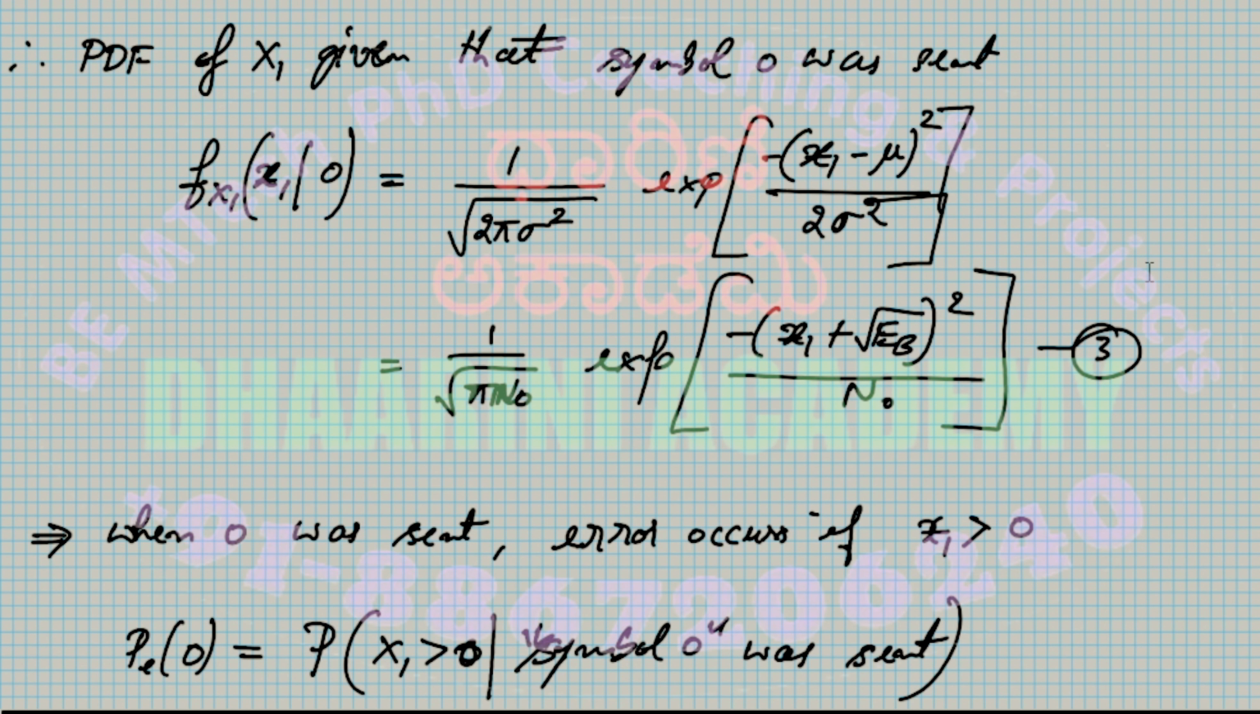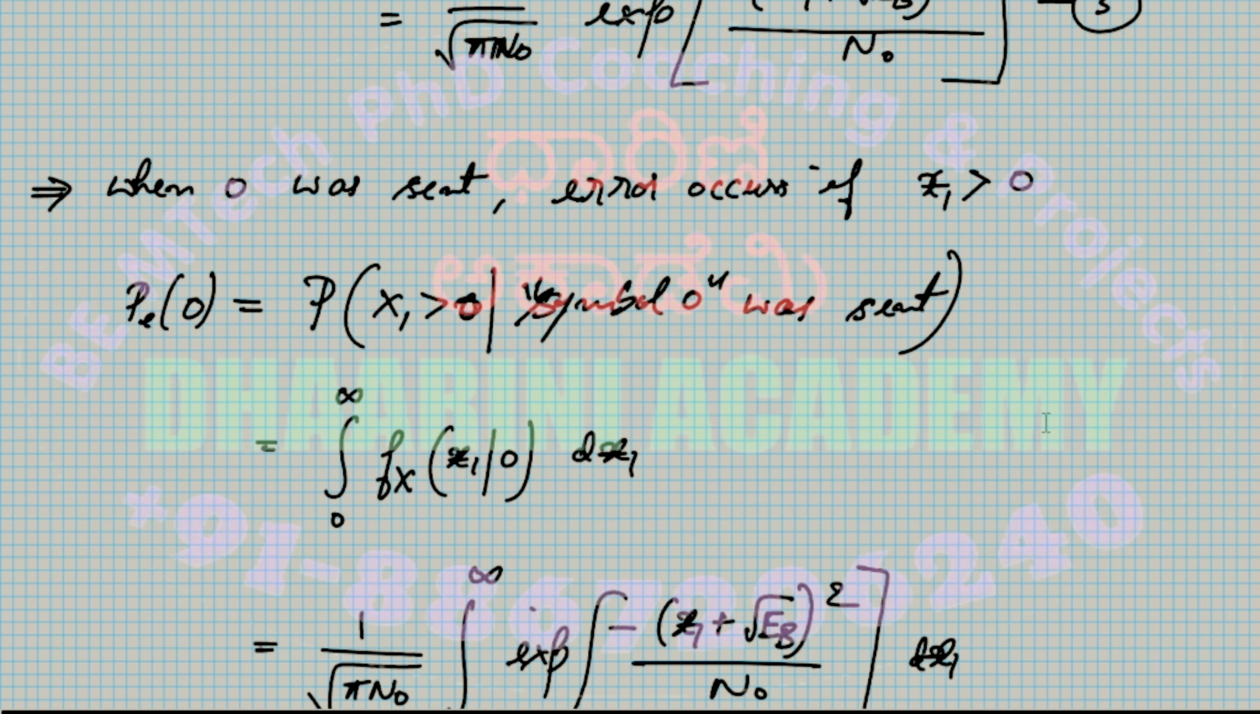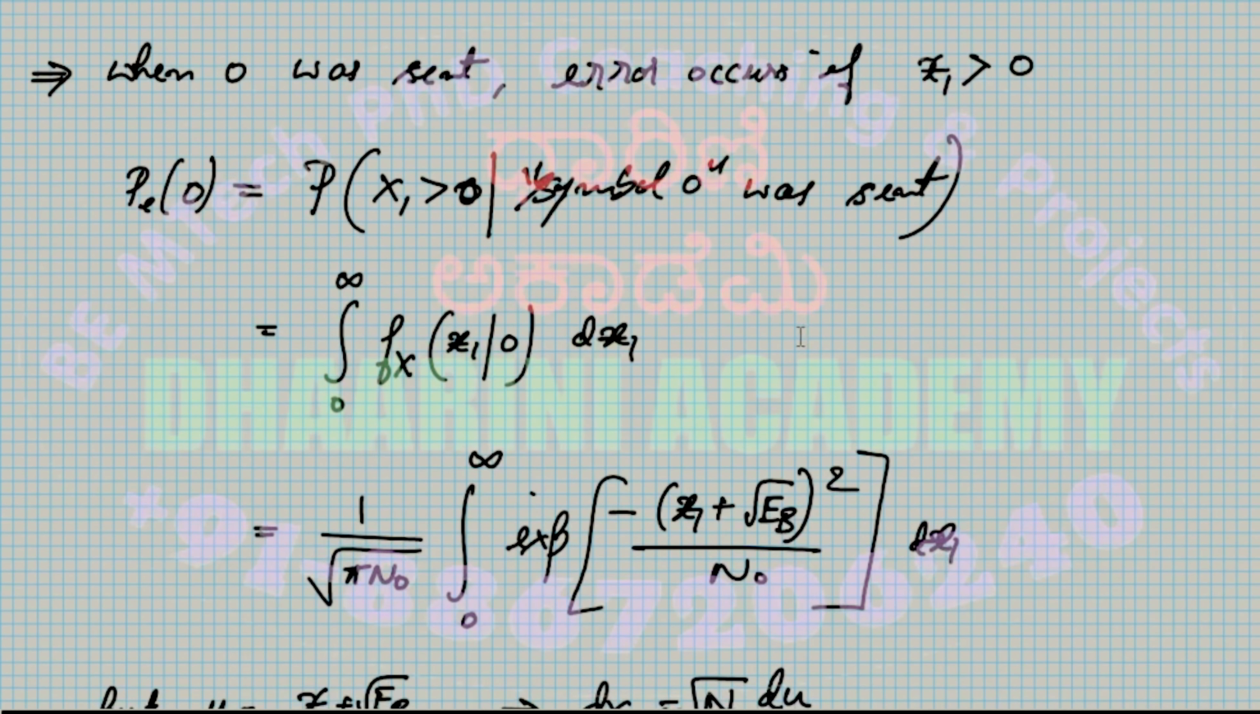If you have a PDF with you, integrating the PDF gives you the probability. So this is what I want, a probability, right? I just apply the condition required to calculate the probability. So P of 0 is, in a sense, the probability of error whenever 0 was sent. It's the probability that the received symbol x1 is greater than 0 whenever 0 was sent. So this is my notation.